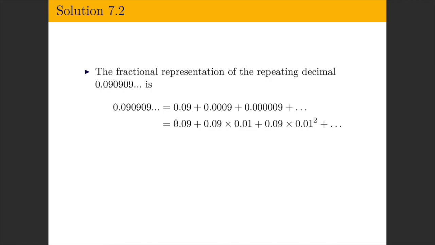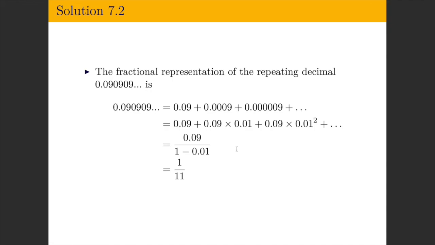Again, you'll notice that this looks like a geometric sequence, so we're going to use again the property that our r value, which in this case is 0.01, has an absolute value less than 1. So we can now rewrite this as 0.09 over 1 minus 0.01, which actually turns out to be 1 over 11.